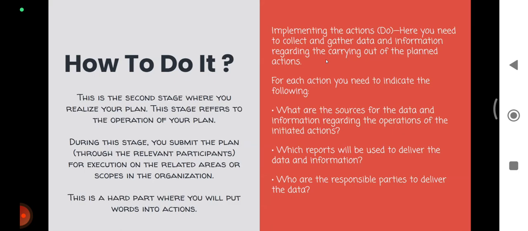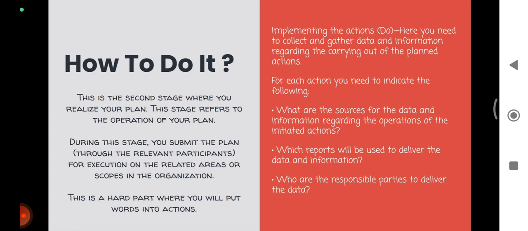So here now, how to do it in the do. The do, or the implementation, is the second stage out of 4, step number 2 out of 4, where you have to realize your plan, and this refers to the operation of your plan. During this stage, you have to submit the plan for execution, which is why we are preparing that project plan, which I'm showing you. When you're implementing the actions, you need to collect and gather the data and information regarding the carrying out of the planned action. How exactly are you going to do that?